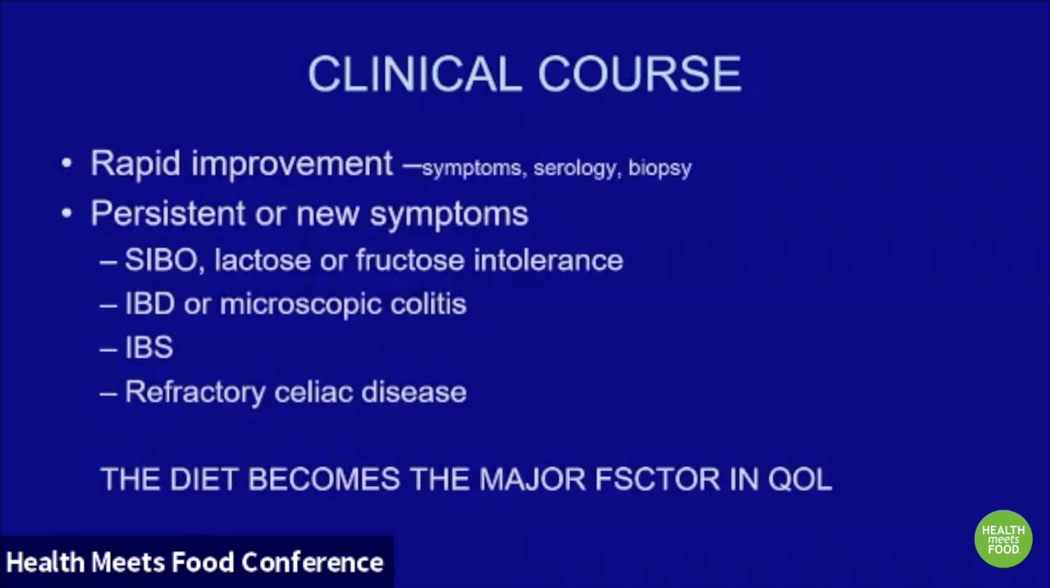Clinically, people can improve very rapidly. Symptoms improve, the antibodies go down, so within a year they're usually negative, and within 2 to 3 years the biopsy can be normal. We see a lot of people with persistent symptoms, and they may have bacterial overgrowth, lactose or fructose intolerance. They might have inflammatory bowel disease or microscopic colitis. So the main people that we see up at Columbia, the 5 gastroenterologists seeing all the patients with celiac disease, are people that have persistent symptoms.